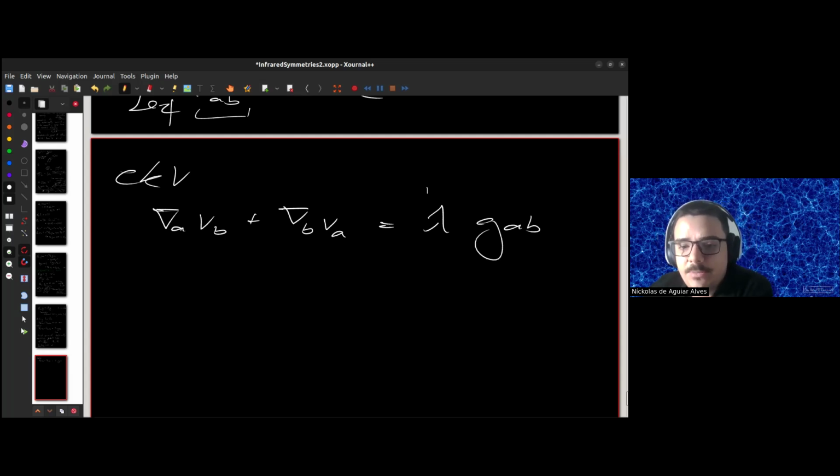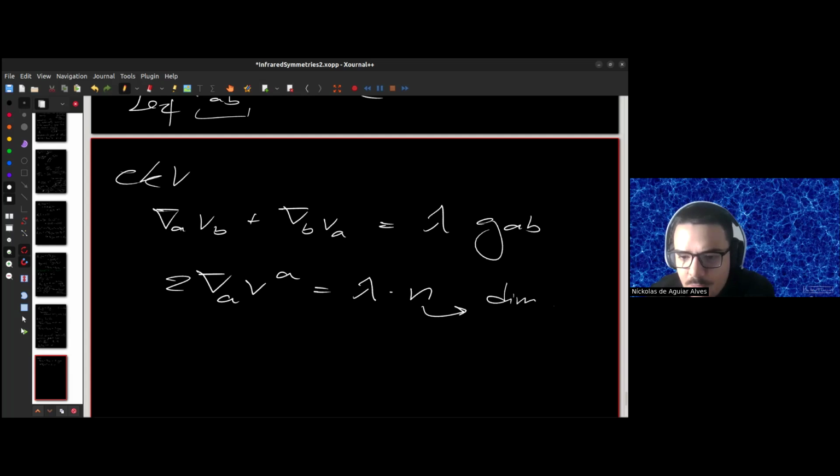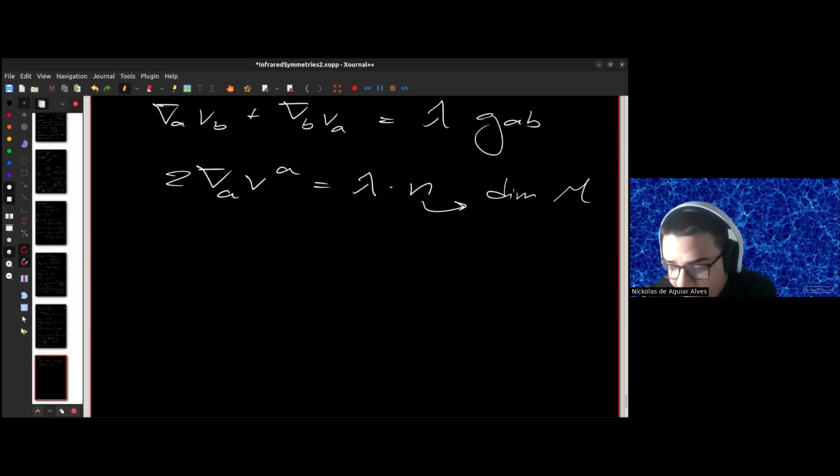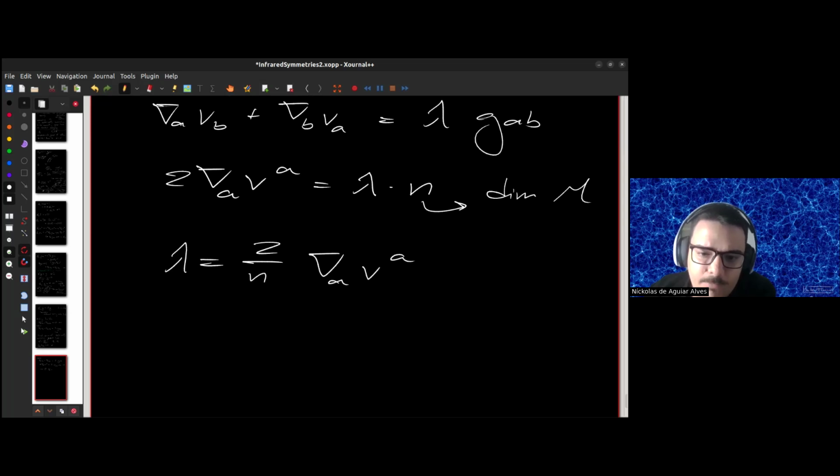And it turns out that this lambda is not arbitrary. You see, we can just contract this expression here with the metric. And we're going to have here that this side is going to be 2 nabla_A V^A. And this other side here is going to be lambda times n, where this here is the dimension of spacetime, or of the manifold you're considering. We will also consider spaces that are not spacetimes. So by solving this here, you find that lambda is given by this thing here.